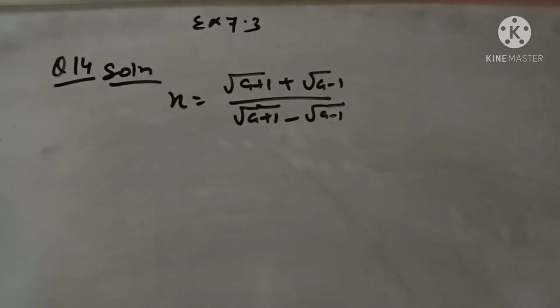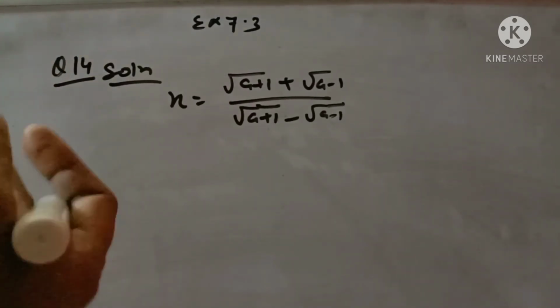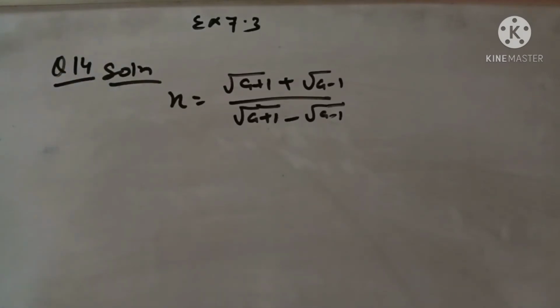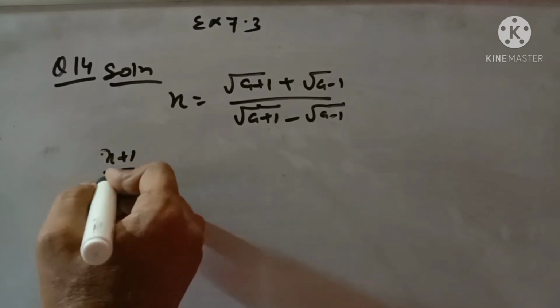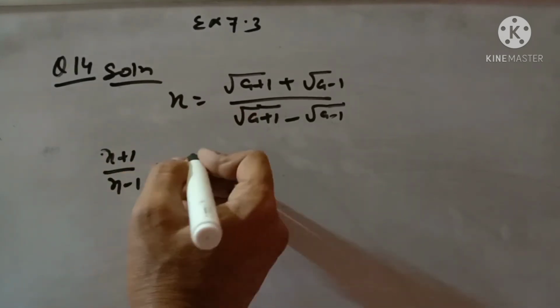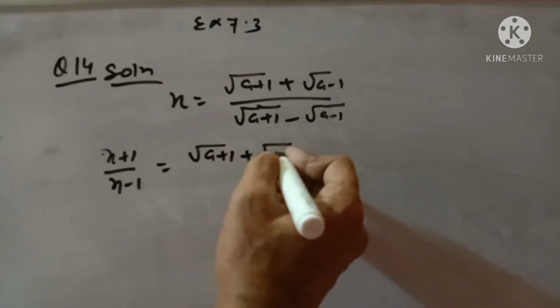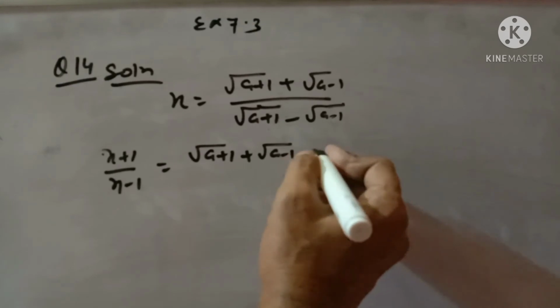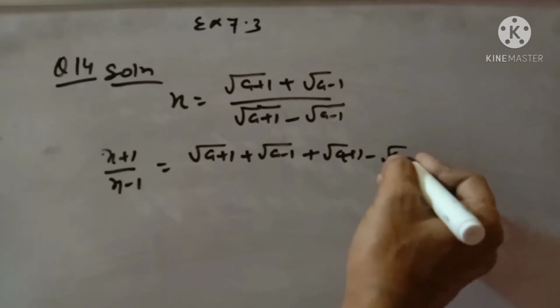Okay, so first of all what we have to do? We have to do componendo and dividendo. Using componendo and dividendo, once again whatever it will come, once again we have to use componendo and dividendo, or squaring first, then we have to go. Please look up, see at last what is happening. So I can write x plus 1 by x minus 1, because nothing is there means 1. So under root a plus 1 plus under root a minus 1 plus under root a plus 1 minus under root a minus 1.